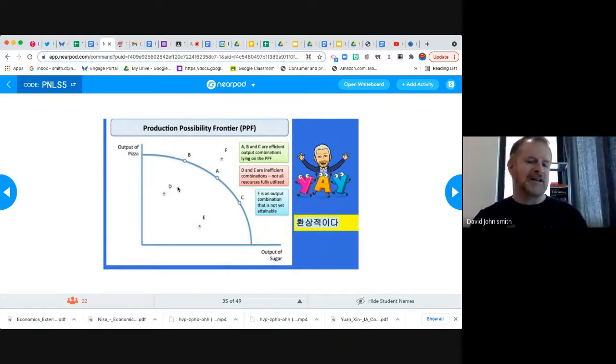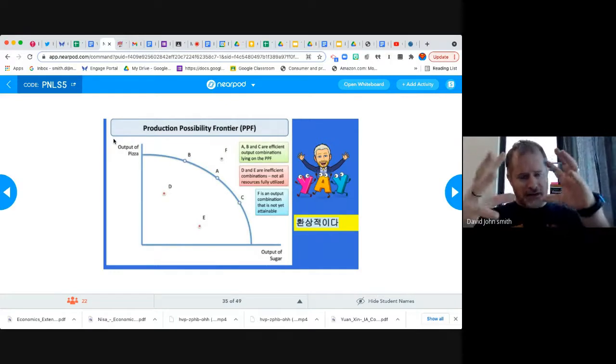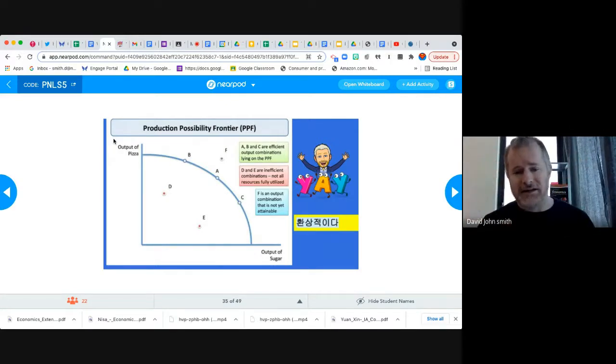We've got to make some assumptions. One of the first assumptions we need to make is that Malaysia is only able to make pizza and sugar. That's it. So two goods, that's all the country is able to make. If we're trying to make more than two goods, this model really isn't going to work, because this model is a simplification. It's trying to take the real world and shrink it down to a point where we can analyze it and get some predictions out of it that make it straightforward.